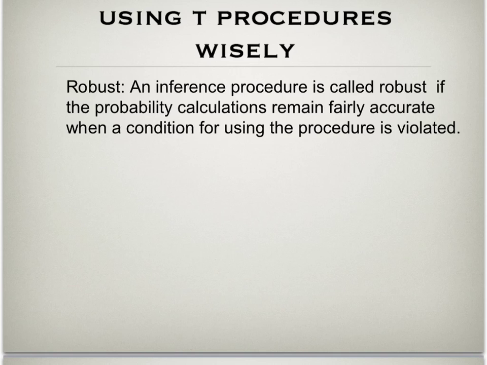If outliers are present in the sample, then the population may not be normal. The t-procedures are not robust against outliers. Why? Because the sample mean and the standard deviation of the sample are not resistant to outliers.